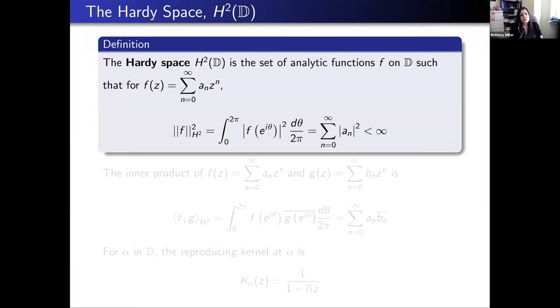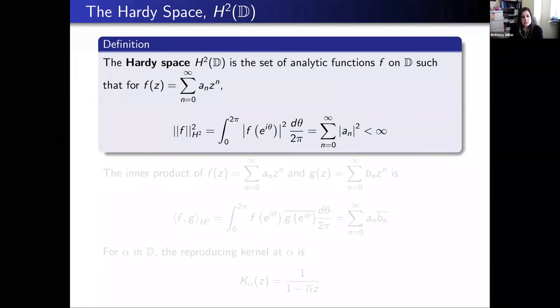And so the Hardy space is probably the most classical one that we study composition operators on. This is the closed subspace of big L^2 on the circle. And we can represent its norm in a couple of ways.